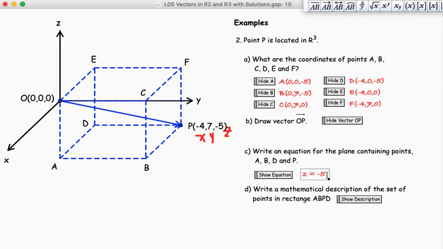The other way to write that, I had just noted, would be the points that look like this, x, y, negative 5. If I want to give it a Cartesian equation, it would need to be z equals negative 5.